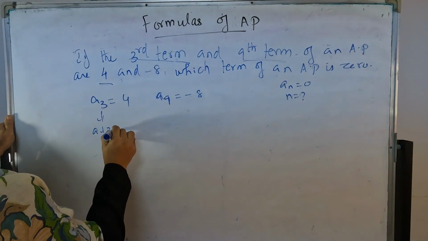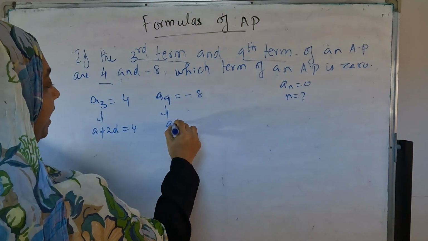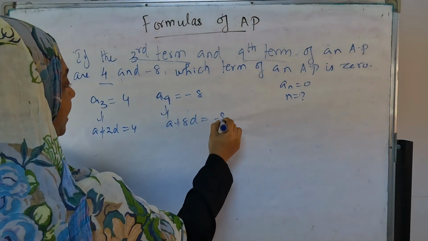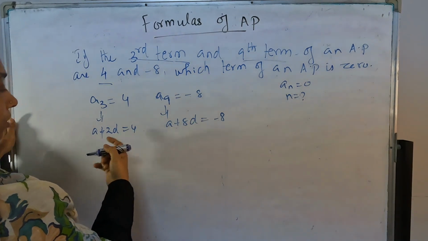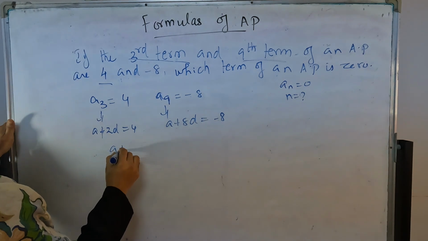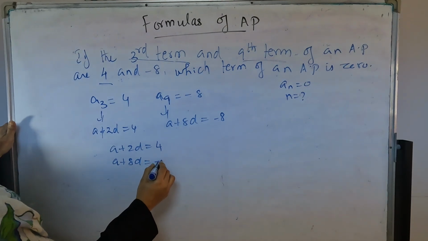A plus 2D equal to 4. 3 is there, so 2D. Here A plus 8D equal to minus 8. 9 means 8, 1 reduce and write. Now as usual, you do the elimination method in this one. So A plus 2D is equal to 4, A plus 8D equal to minus 8.